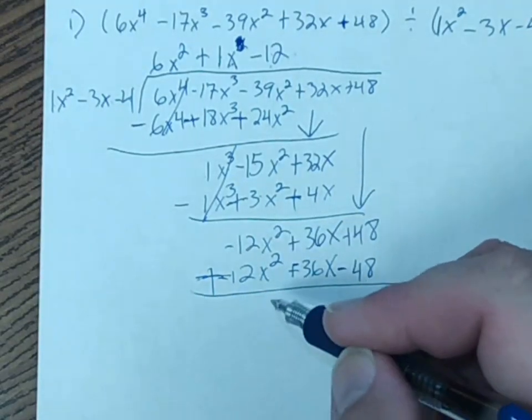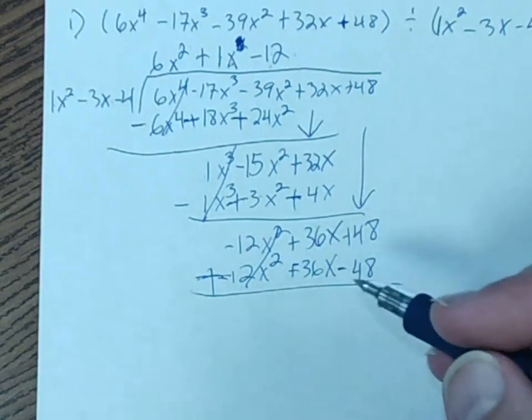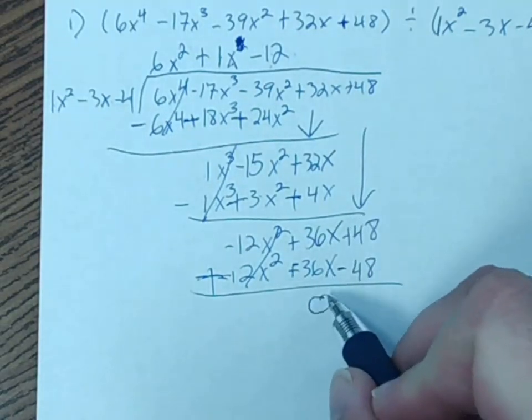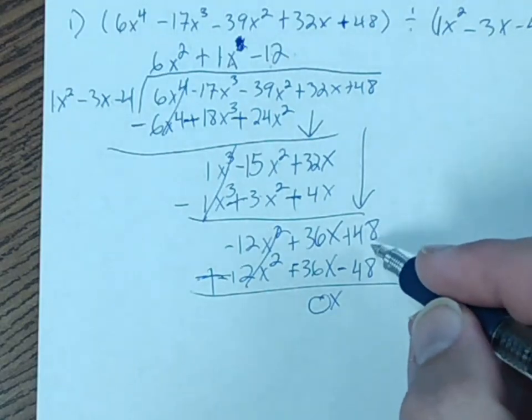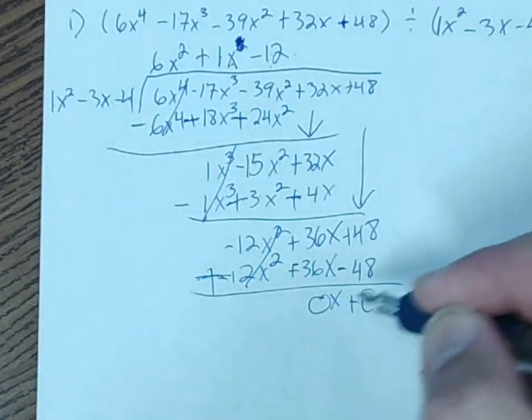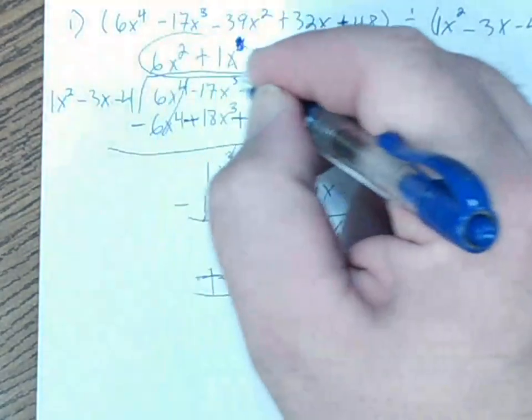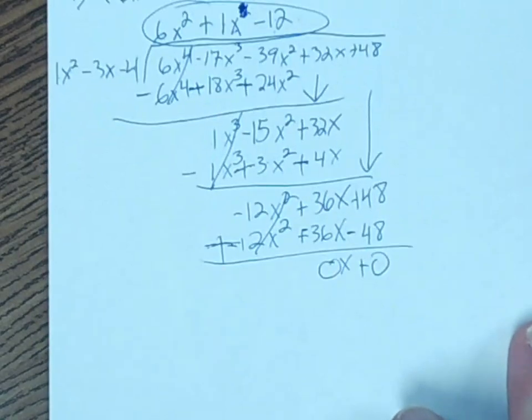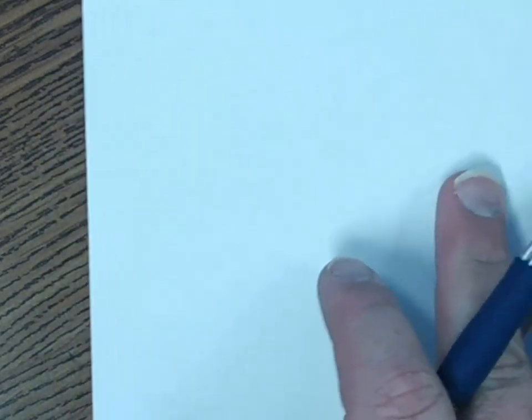Negative 12x squared plus 12x squared is 0. 36x plus negative 36x is 0 x's. And 48 minus 48 is also 0. So I got all zeros, which means there is no remainder. And that's problem 1. Took a little time, didn't it? When these get bigger, they definitely take more time.